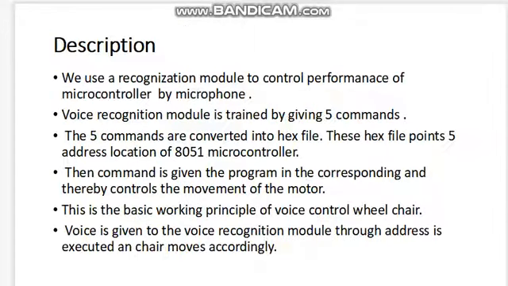And next, descriptions. We use a voice recognition module to control the performance of the microcontroller by microphone. The voice recognition module is trained with 5 commands that we give. The 5 commands are converted into hex files. These hex files point to 5 address locations of the 8051 microcontroller. Then the command is given to the program in the corresponding address and thereby controls the movement of the motor. This is the basic working principle of the voice control wheelchair. Voice is given to the voice recognition module, the address is executed, and the chair moves accordingly.